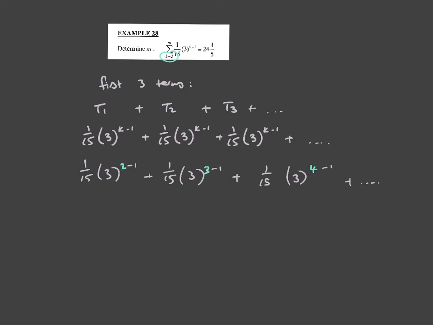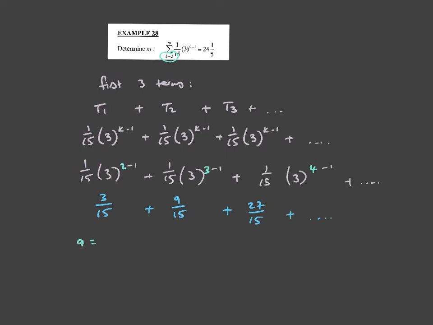So we've got 1/15 times 3, so that's equal to 3 over 15, right? Because it's 3 to the power of 1. And then we've got 3 squared, which is 9, so that's 9 over 15. And then we've got 3 to the power of 3, which is 27, so it's 27 divided by 15.